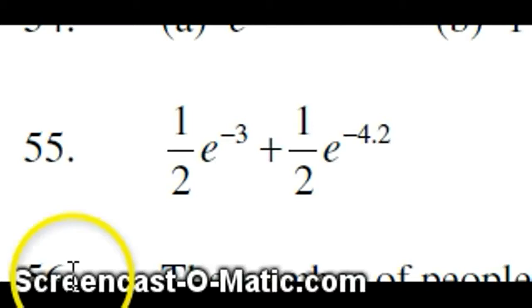Okay, chapter 4, this is exercise 55. What we have is two typists at the agency. The first typist makes an average of 3 errors per page, or per article, and the second one 4.2 per article. So we don't know which typist we're going to get. In fact, it's a 50-50 chance.